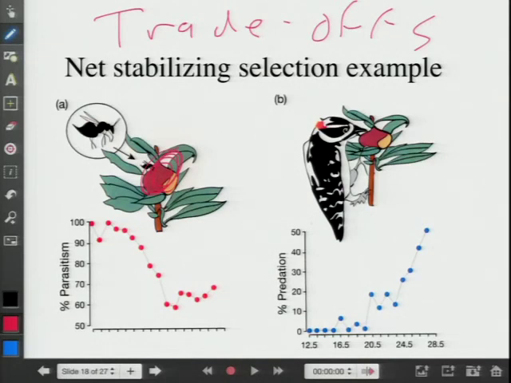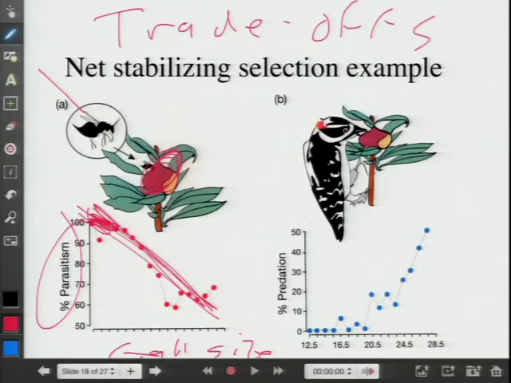And that insect larvae is attacked by a wasp. It's a parasitoid wasp that lays its egg on the insect larvae. And here's percent parasitism as a function of the size of the gall. This is gall size. And what you can see is if the gall is really small, you're very likely to be parasitized. And if the gall is big, you're not very likely to be parasitized. Right? So that's selection favoring larger gall size.